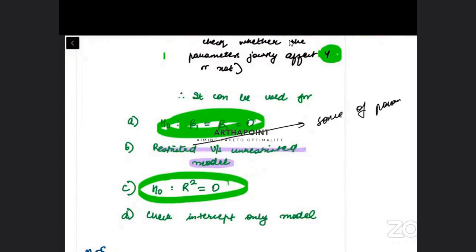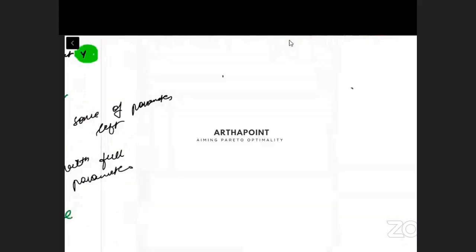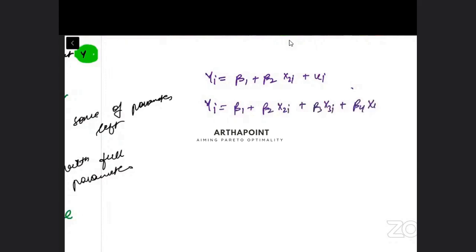Some of the parameters are left, and unrestricted is with full parameters. I have given you the formula for this also, so just read that. Suppose I have a model Yi equals beta 1 plus beta 2 X2i plus Ui. And suppose I have another model Yi equals beta 1 plus beta 2 X2i plus beta 3 X3i plus beta 4 X4i plus Ui. Suppose I have these two models.